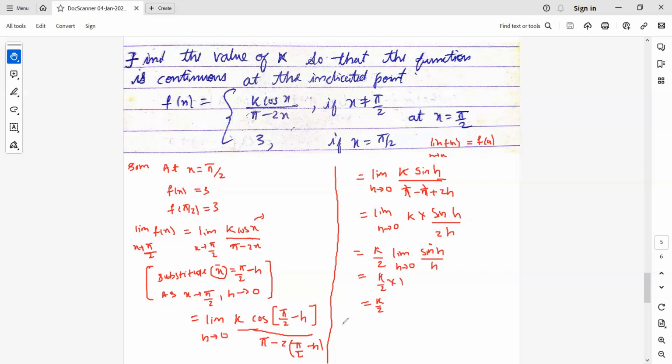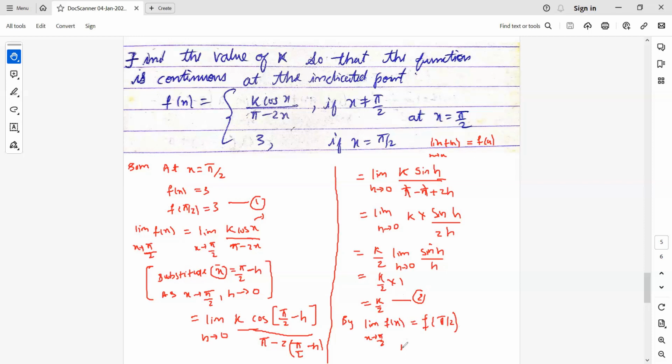Now we will make use of the definition. By definition, the limit of f of x as x tends to pi by 2 is equal to f of pi by 2. Here we have found two values. One is given already, this is equation 1, that is f of pi by 2. And after simplifying the limit, we have got the second value, that is k by 2. So according to the definition, 1 and 2 are equal. The limit of f of x as x tends to pi by 2 is equal to pi by 2. So we are substituting this.